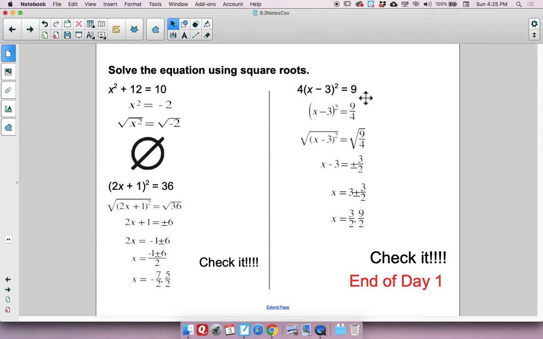Another way I mentioned is if we had just taken the square root from here, this would have worked. We would have had square root of 4 would have been 2, so we would have had a 2 here. Square root of 9 would have been plus or minus 3. We then would have done what? Divided by 2, and all of a sudden we would have had x minus 3 equals plus or minus the 3 over 2. So that would have worked as well. But generally people like to get the squared term that involves the x, either as the binomial squared or just the x squared by itself.